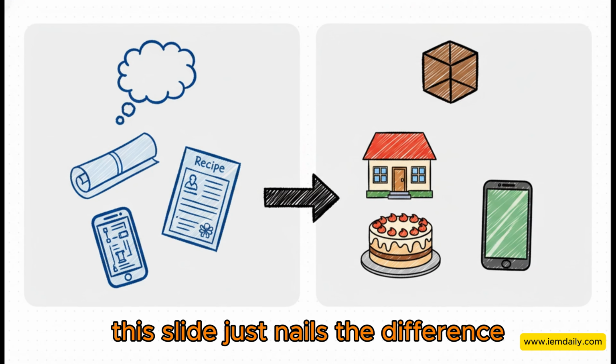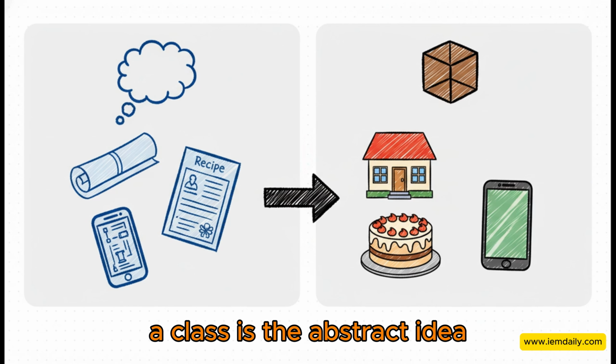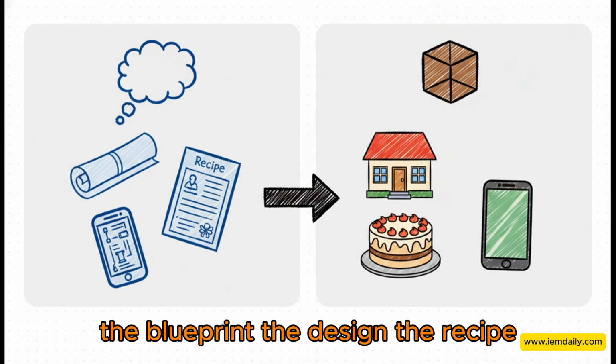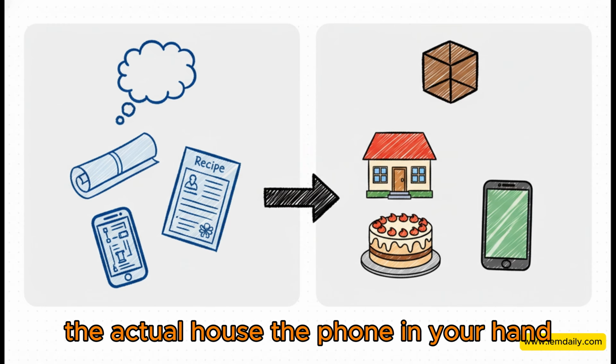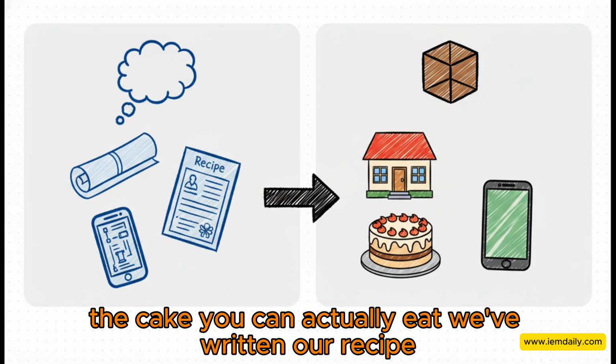This slide just nails the difference. A class is the abstract idea, the blueprint, the design, the recipe. An object is the concrete, real-world result, the actual house, the phone in your hand, the cake you can actually eat.